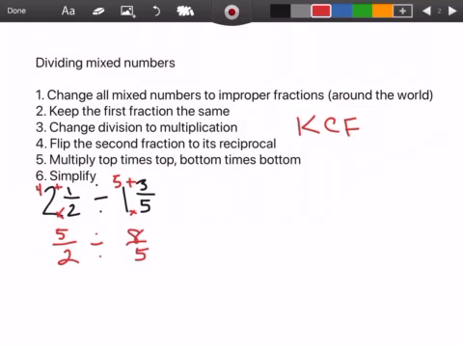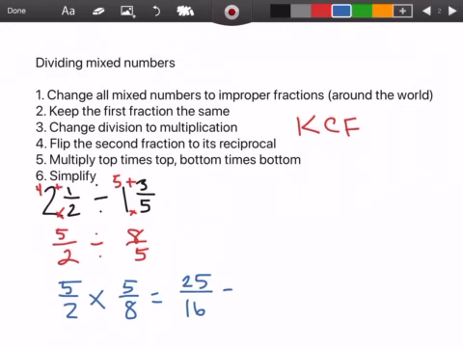Now, my next step is to keep the first fraction, 5/2, change division to multiplication, and flip the second fraction to its reciprocal, 5/8. Now I do top times top, that would be 25. Bottom times bottom, 16. 16 can go into 25 one whole time, and there is 5/16 left over. 5/16 can't be simplified, so that's my final answer.